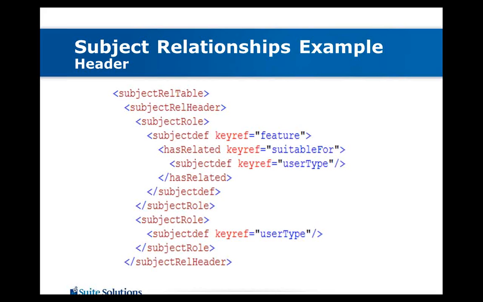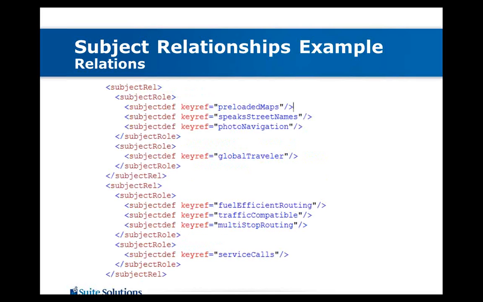Okay, so I can make a relationship between features and user types. And then you can map out those subjects. Okay, and here's an example with the GPS. Different features, preloaded maps, photo navigation, that relate to a certain type of user.